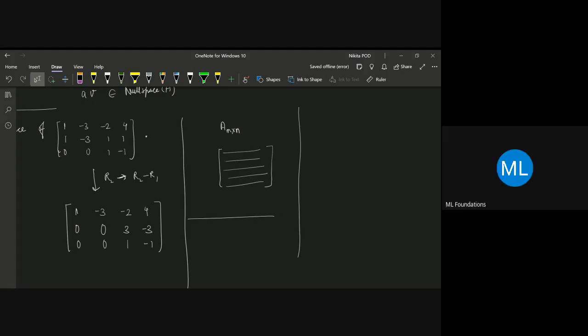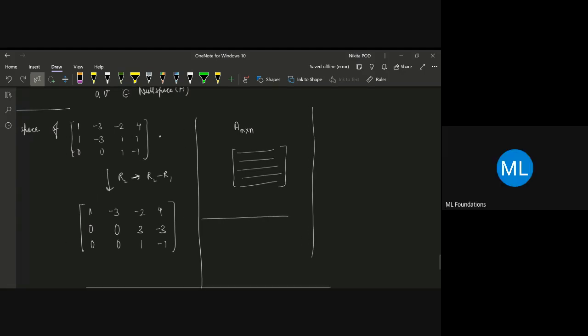Let's say I have A equal to 1, 2, 3, 4, 5, 6. So what is the rank of A here?